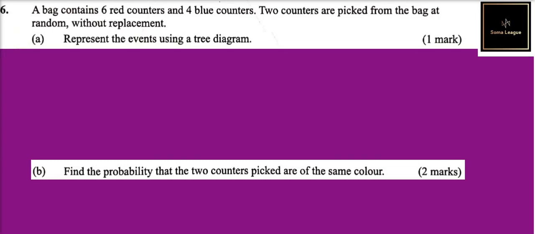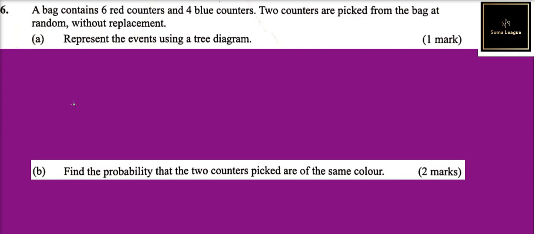So question number 6, we are told a bag contains 6 red counters and 4 blue counters. 2 counters are picked at random from the bag without replacement. Represent the event using a tree diagram. So you run probability in form 3.